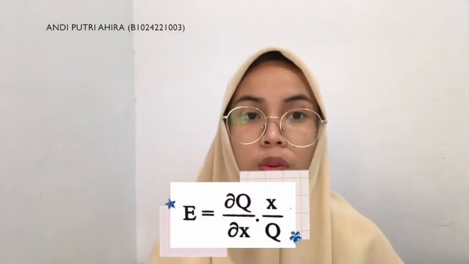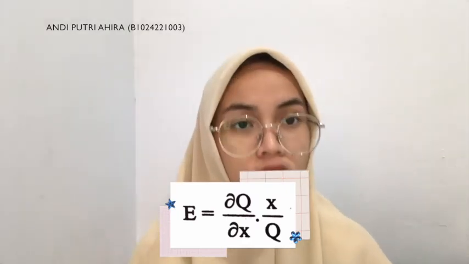Another important concept related to production functions is the elasticity of production. The elasticity of production measures the degree of sensitivity of the amount of output to changes in one of the factors affecting it. By definition, the elasticity of production is the percentage change in the amount of output produced due to a 1% change in the use of an input, or mathematically it can be formulated as E equals partial Q with respect to X times X divided by Q, or E equals partial Q with respect to Y times Y divided by Q.